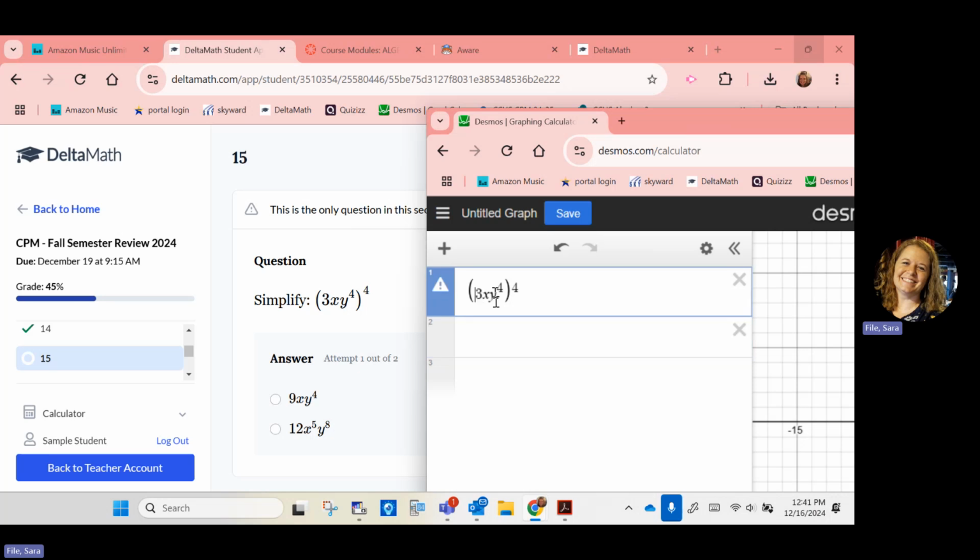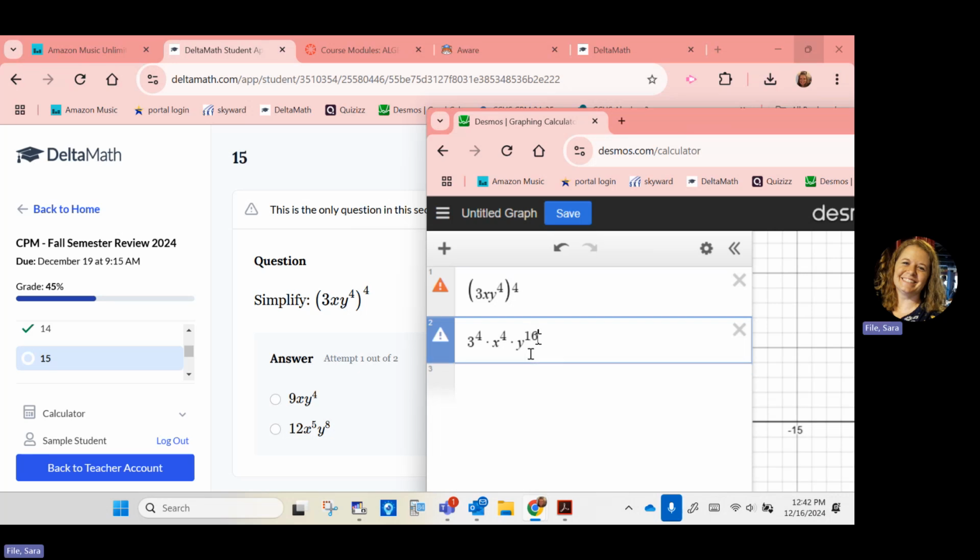Every term in here is going to get this exponent, this power that's outside the parentheses. So the 3 is getting raised to the 4th power. The X is getting raised to the 4th power. And the Y to the 4th is getting raised to the 4th power. Y to the 4th to the 4th. So what you have to remember is when you have a power on a power, you multiply those. So 4 times 4 is 16.